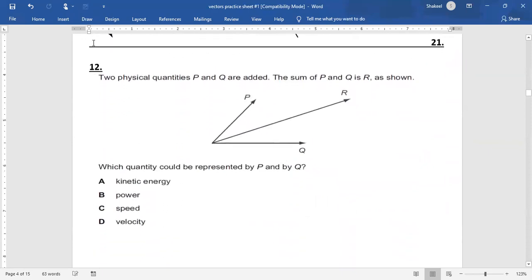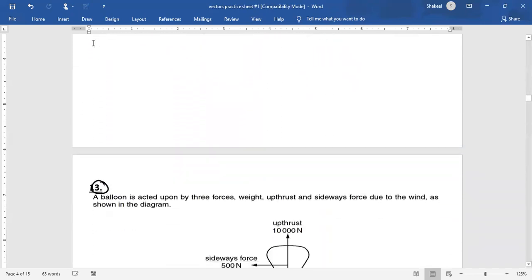Okay, question number 12 is very simple. Two vectors P and Q are added and R is the resultant. Which quantity is represented by P and Q? So obviously P and Q should be vectors, right? So kinetic energy, no, it is a scalar. Power, it is a scalar. Speed, it is a scalar. Velocity, yes, it is a vector. So D is your answer because you can only plot vectors.